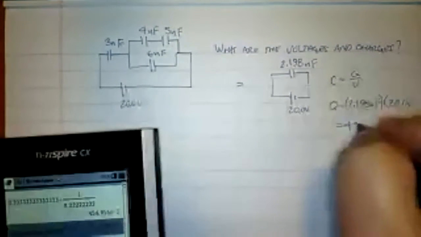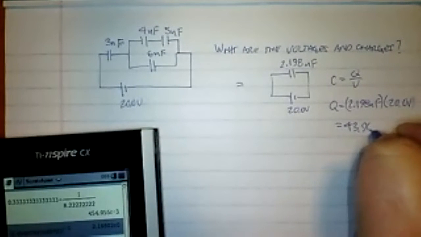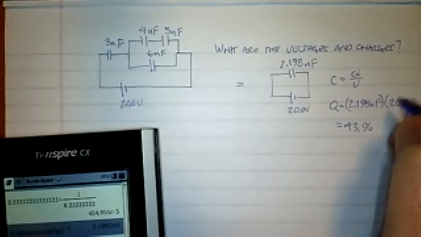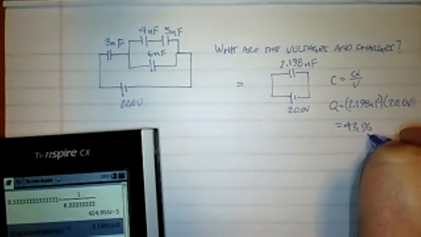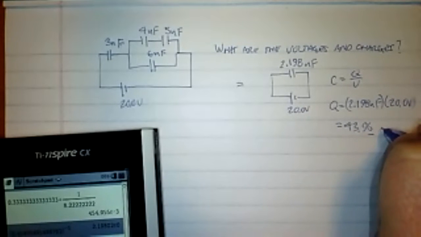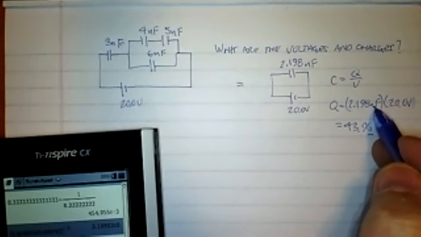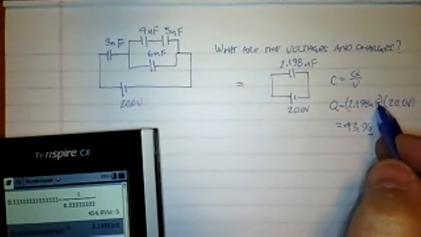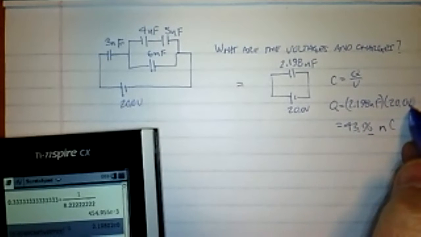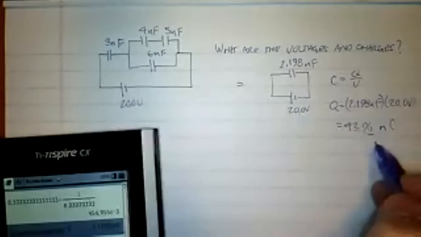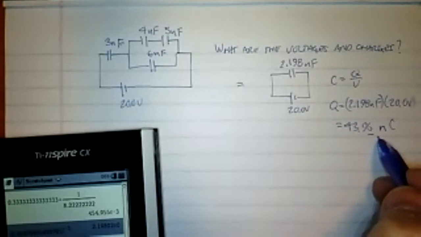I get 43.96, carrying one extra sig fig, say, 96 nanocoulombs. Notice by leaving the prefix in there, I can still say farads times volts gives me coulombs, but since the nano's there, it's going to be nanocoulombs.